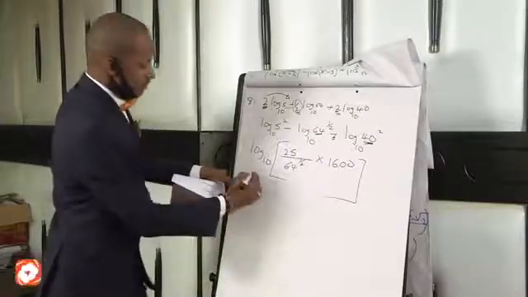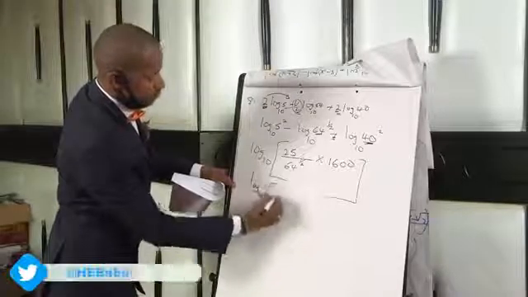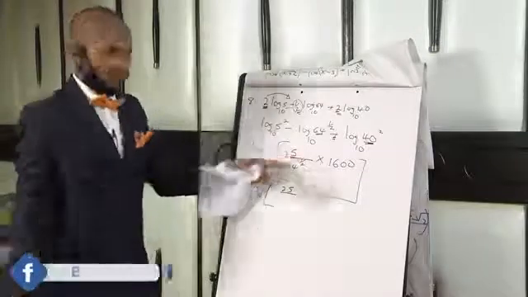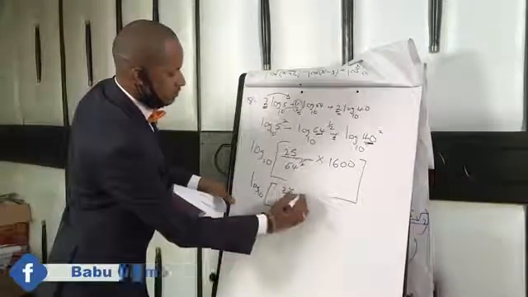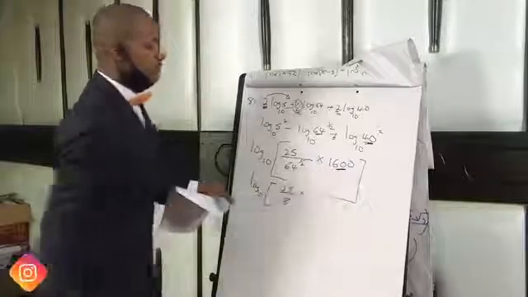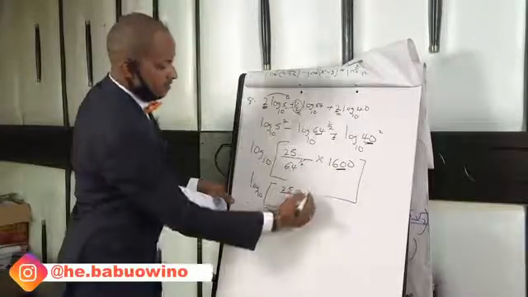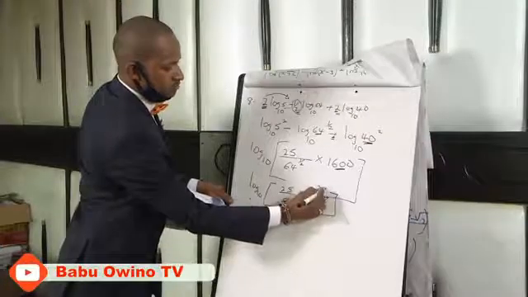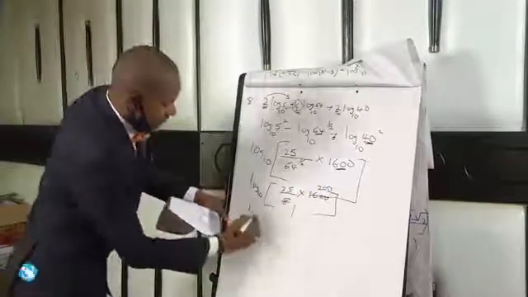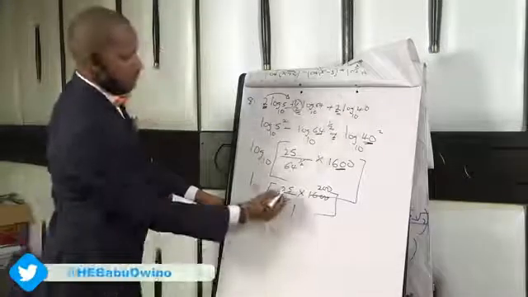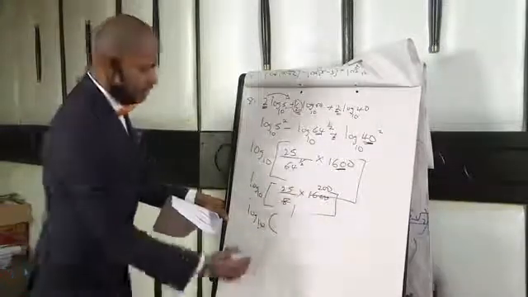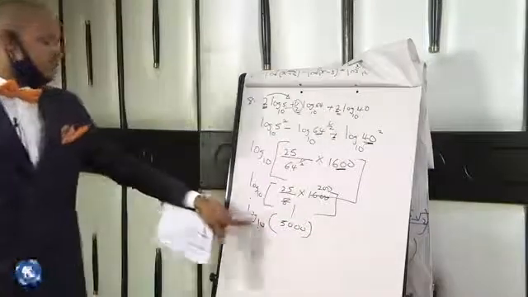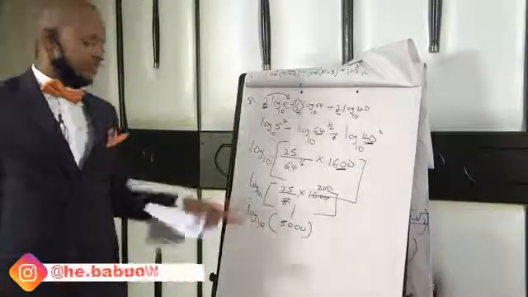Therefore, this becomes log to base 10 of 25 divided by the square root of 64, which is 8, times 1600. So 8 once is 8, 8 here 200. So here we have log to base 10 of 25 times 200, which is 5000. So we have log 5000 to base 10. We can further simplify this.